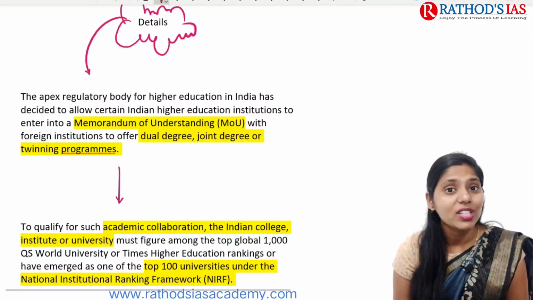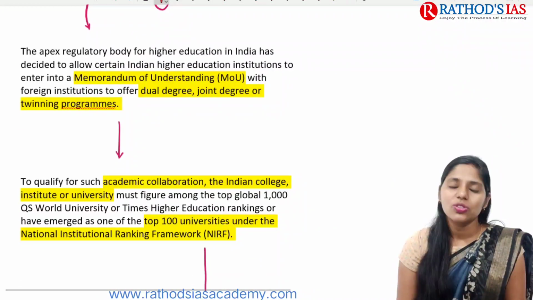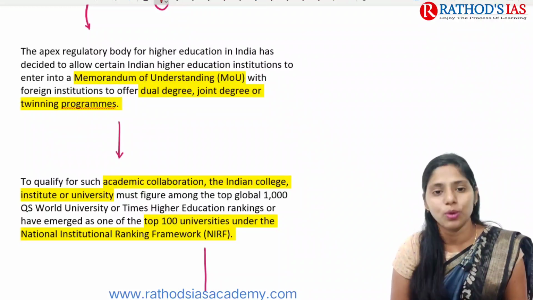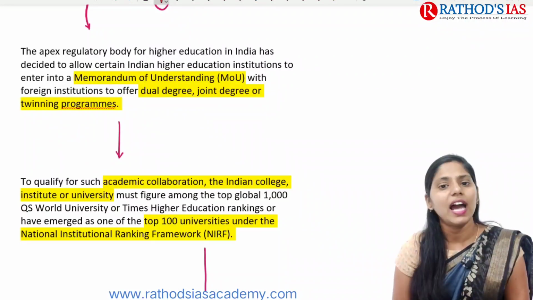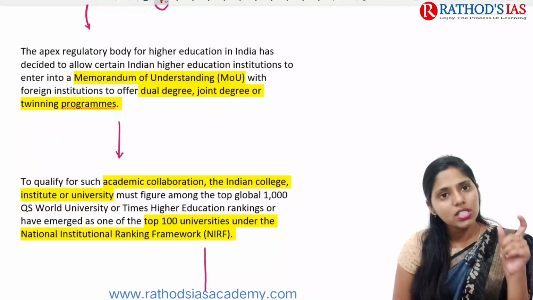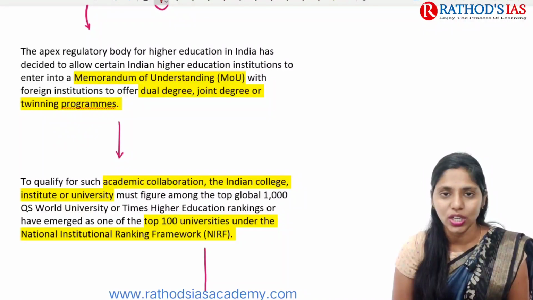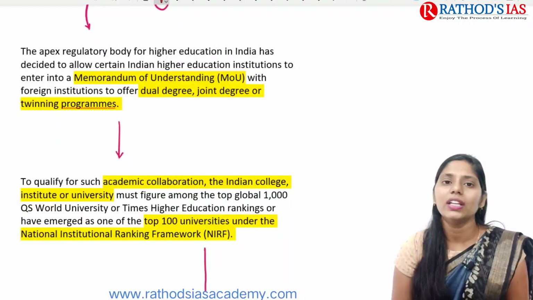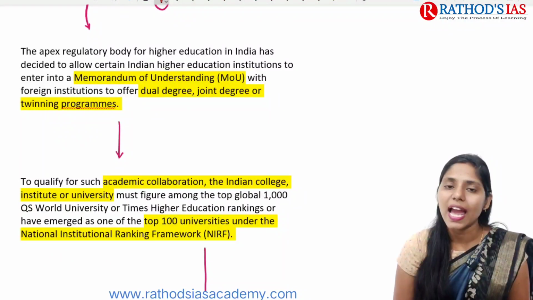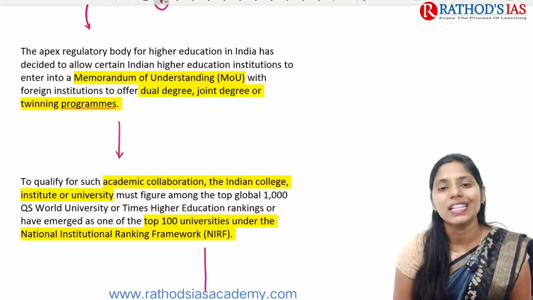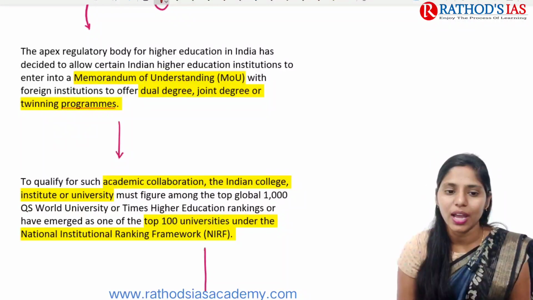If you are talking about details, the UGC, the University Grants Commission, is one of the apex bodies, and it mainly regulates higher education in India. This UGC has now decided to allow certain higher education institutions in India to enter into a memorandum of understanding with foreign institutions, and they can now offer dual degrees, joint degrees and twinning programs.